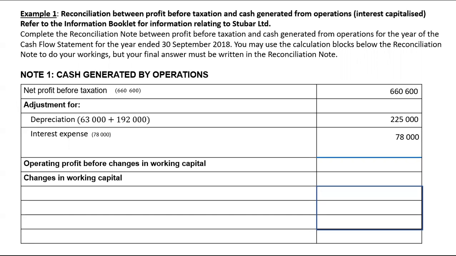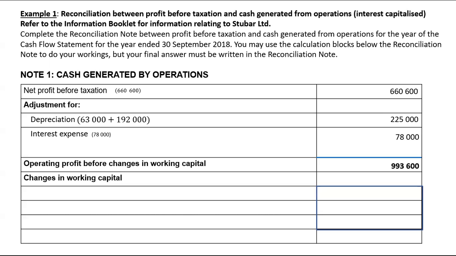Here we're adding it back to cancel that so that our profit, in essence, excludes your non-cash item, which is depreciation. Remember, we're adding back interest expense because it is shown separately on the face of the cash flow statement. Operating profit before changes in working capital will be 660,600 plus 225,000 plus 78,000. That will give you 993,600. That's it.